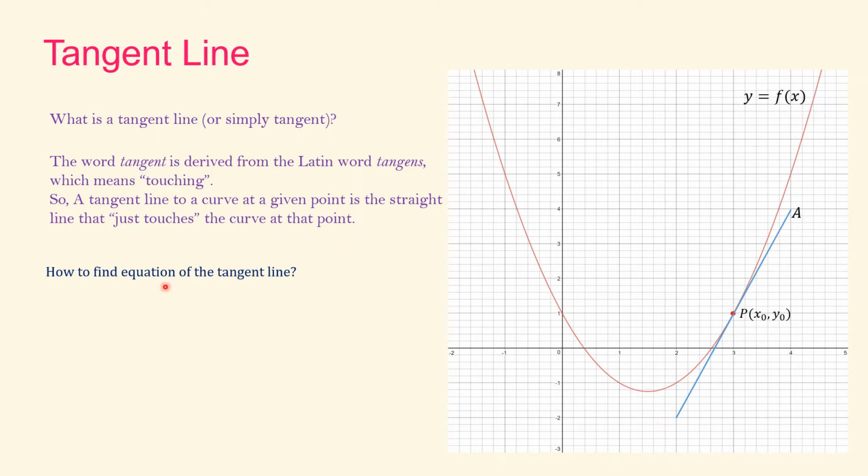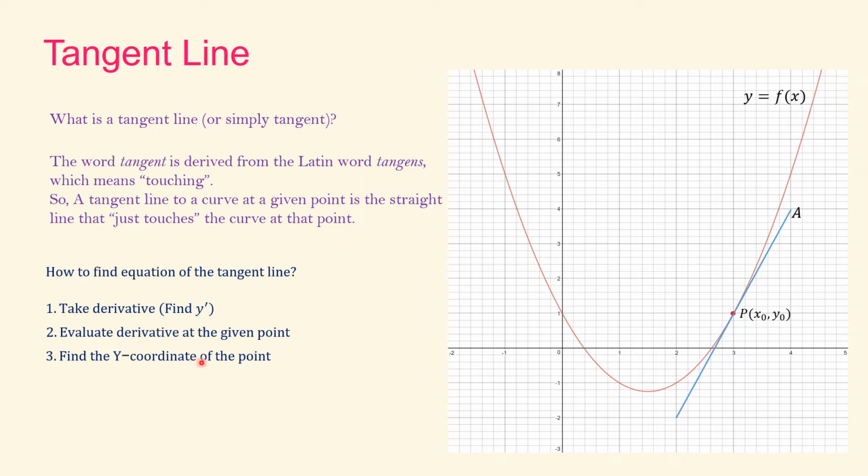Fortunately, you can use the following 4 steps in most questions to find the equation of a tangent line. The first step is to take the derivative of your function. The second step is to evaluate the derivative of your function at the given point. The third step is to find the y-coordinate of the point. In some questions, you are not given the y-coordinate of the point P. In those kinds of questions, you have to plug in x sub 0 in your function to evaluate y sub 0, the corresponding y of the point P.